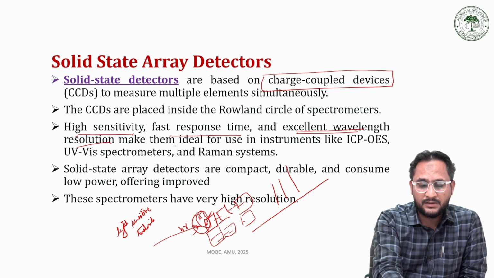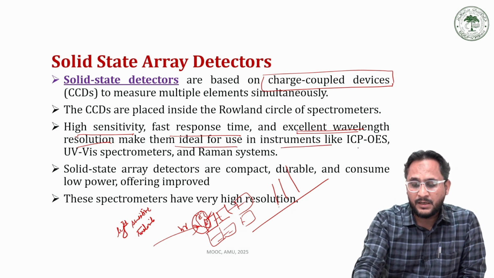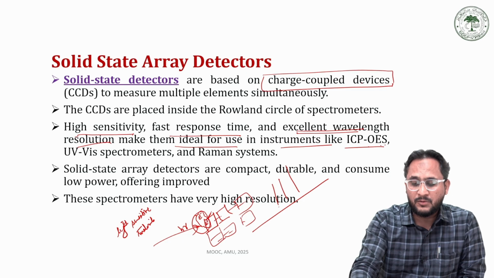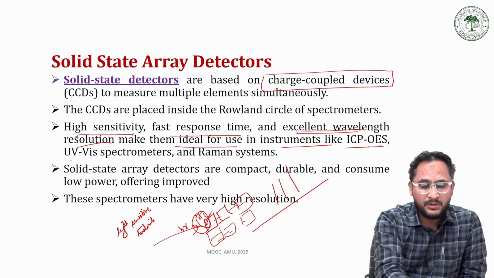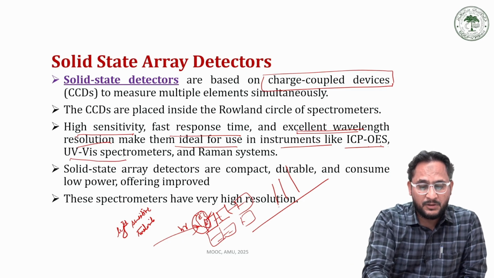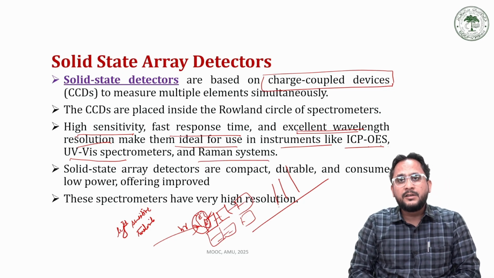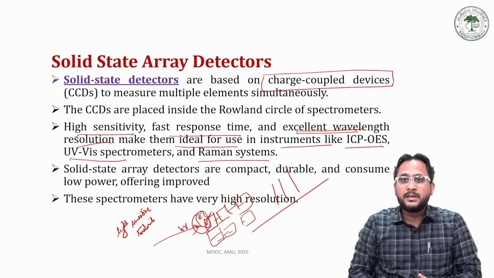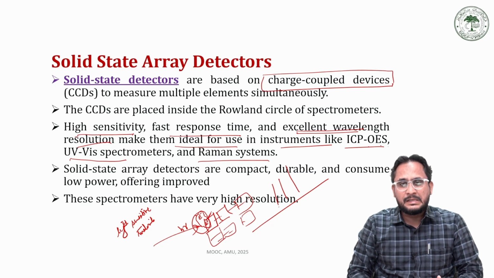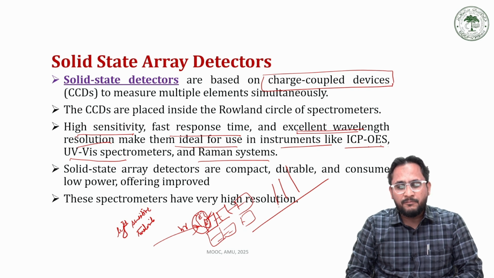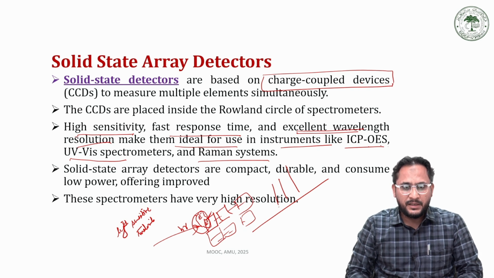And therefore these solid state array detectors are useful for instruments like ICP OES, inductively coupled plasma optical emission spectroscopy. They are also used sometimes in UV visible spectrometers and in Raman systems. These solid state array detectors are also useful in medical imaging. They are also used to study different types of cells, and they are also useful in remote sensing. So they have multiple applications in different areas.